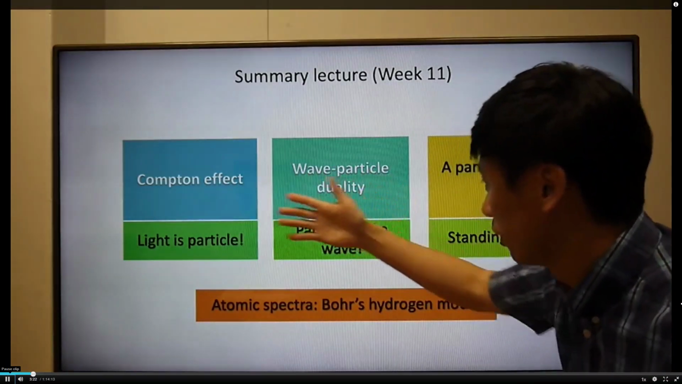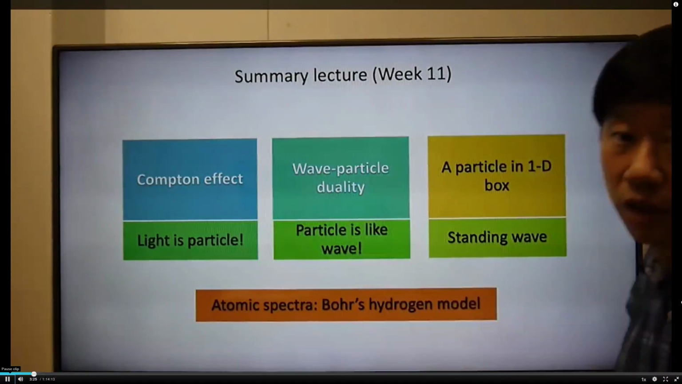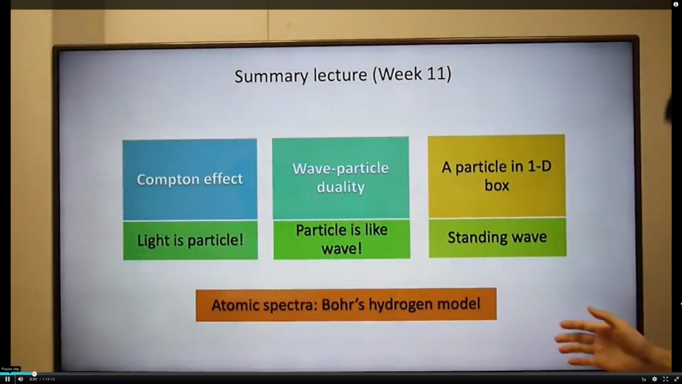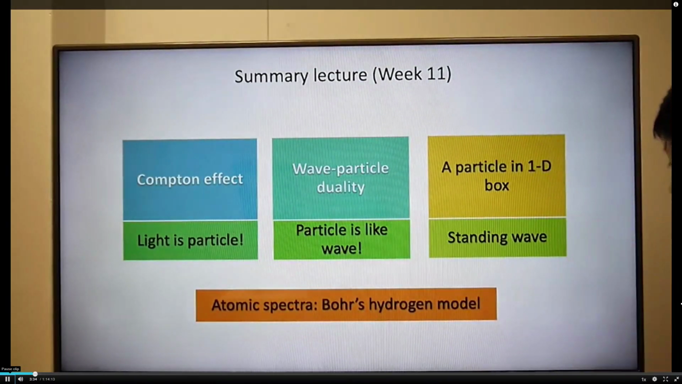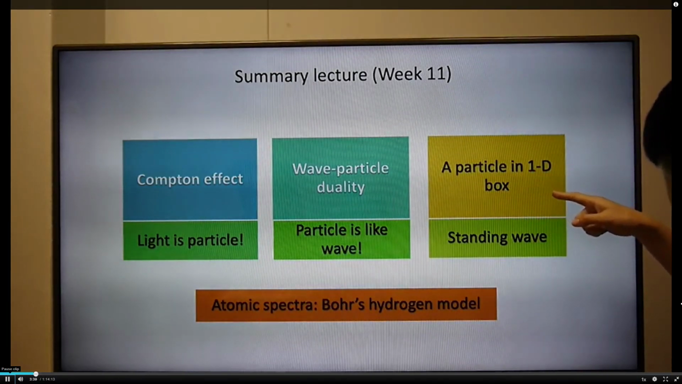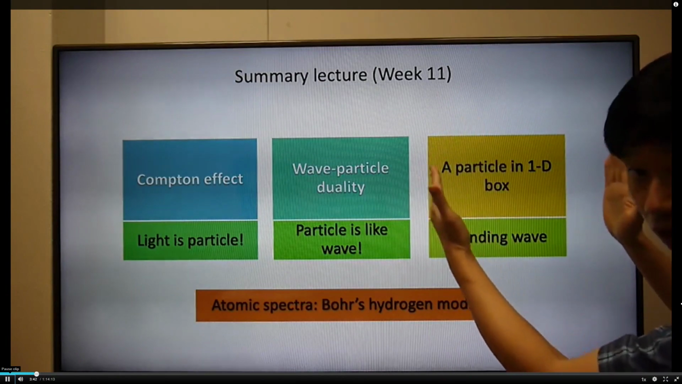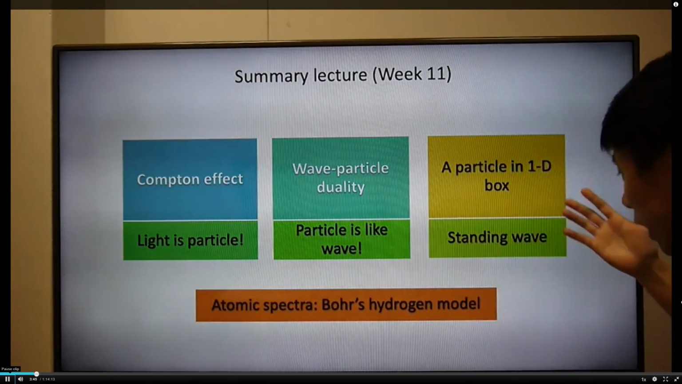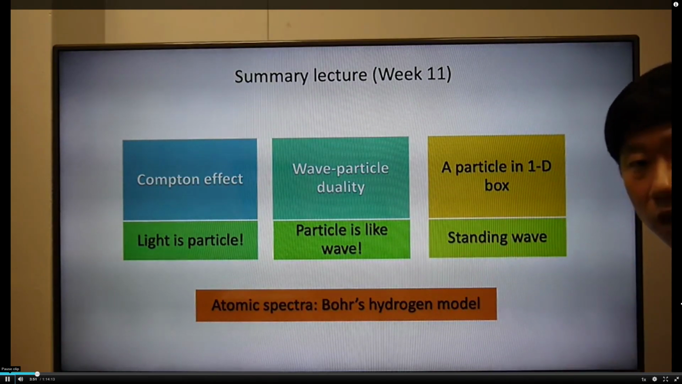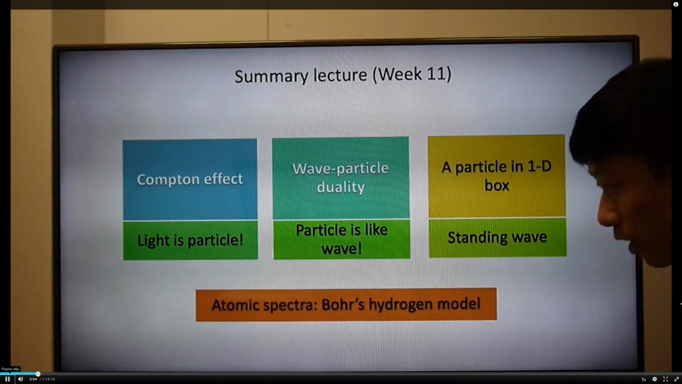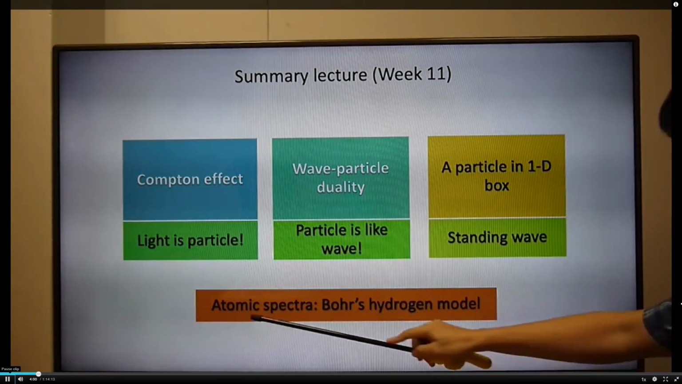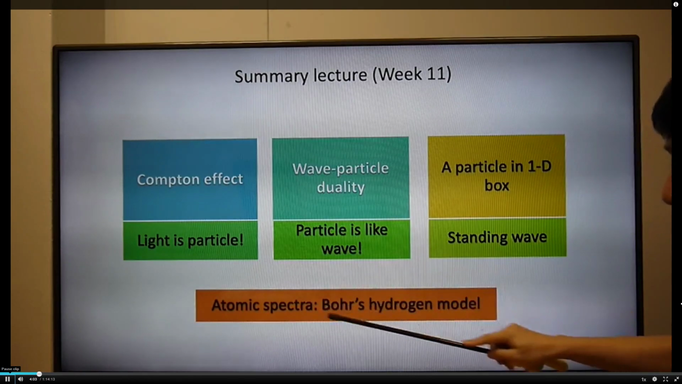Since we developed this new model from the experiment, we adopted a new constraint in that model. The simplest problem is the particle in a one-dimensional box. So we added a boundary condition for the moving electron. Then we developed the model of the standing wave of the electron in this confined one-dimensional box. Then I'm going to handle the atomic spectrum, and this behavior was explained by Bohr's hydrogen model.